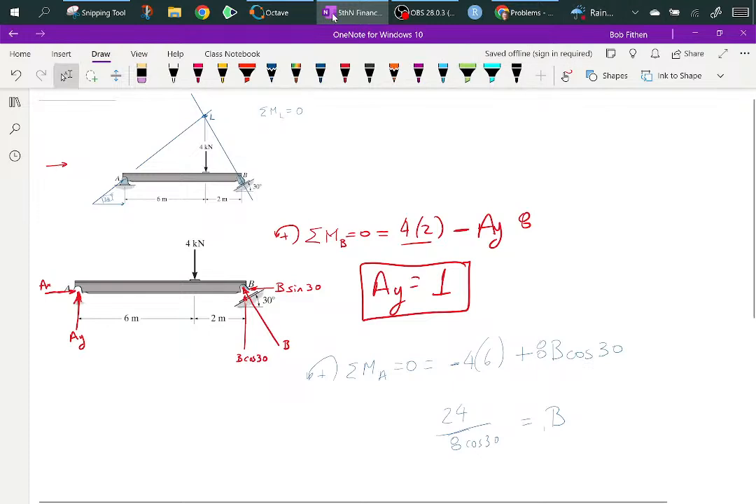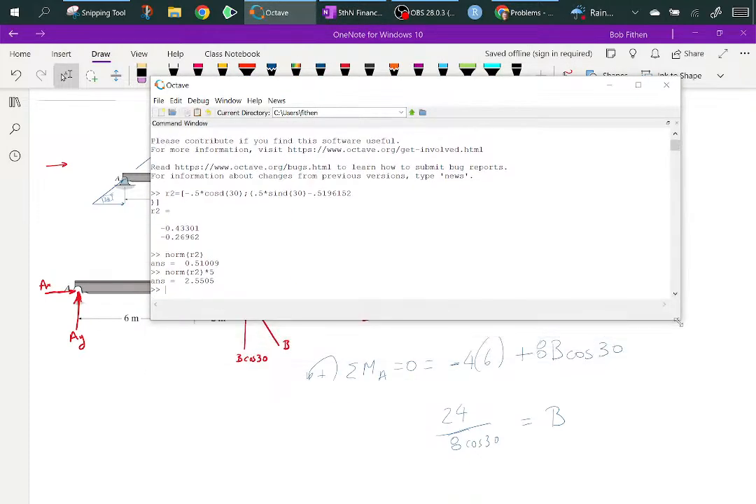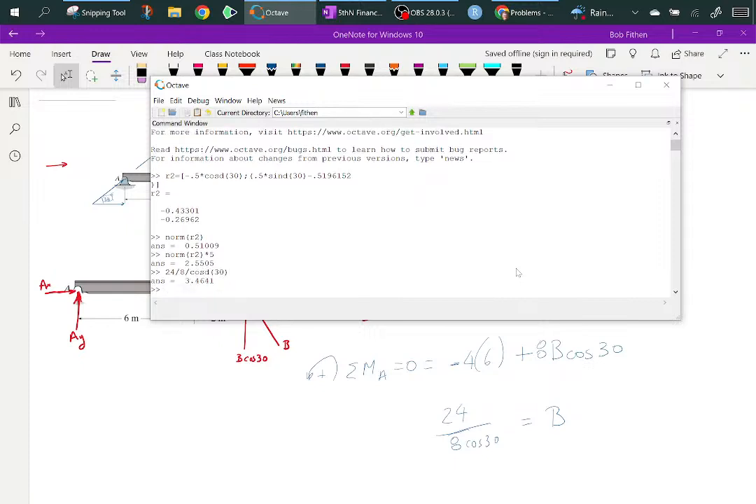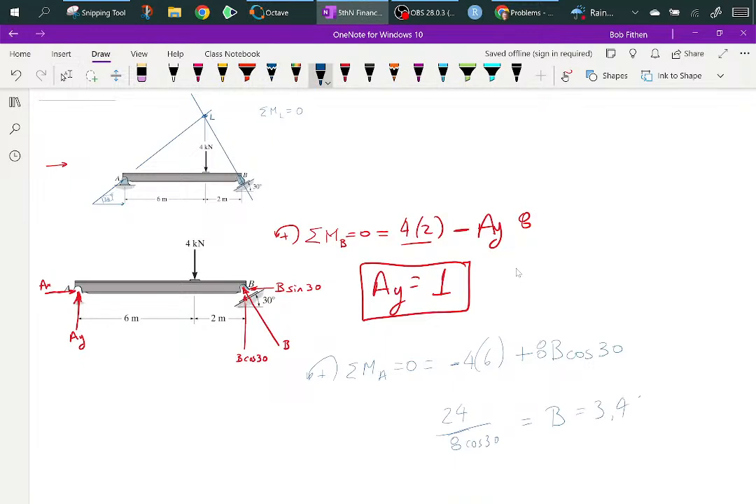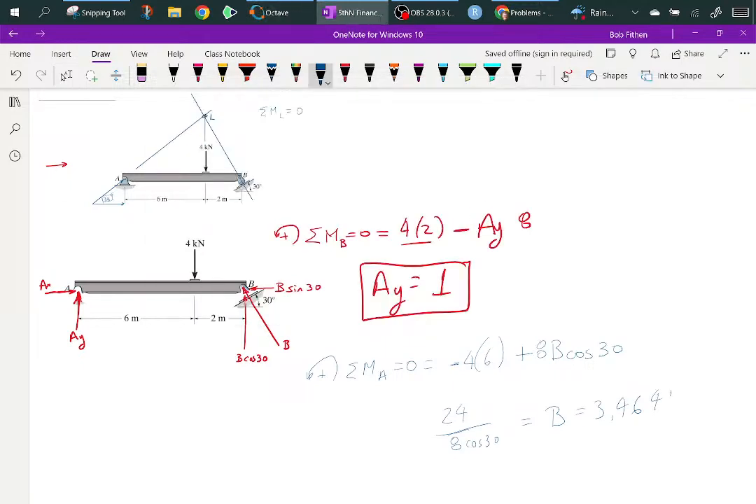Okay, I think, yes, I do have Octave up. 24 divided by 8 cosine of 30 degrees, 3.4641.